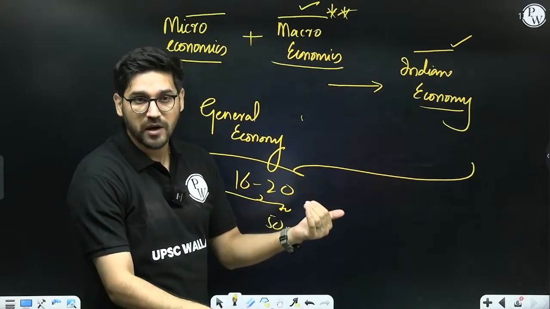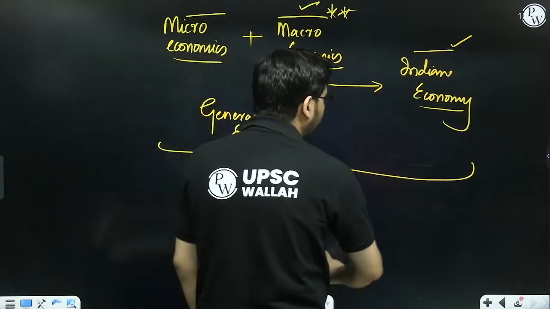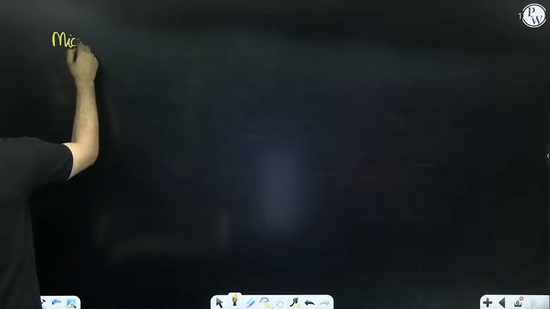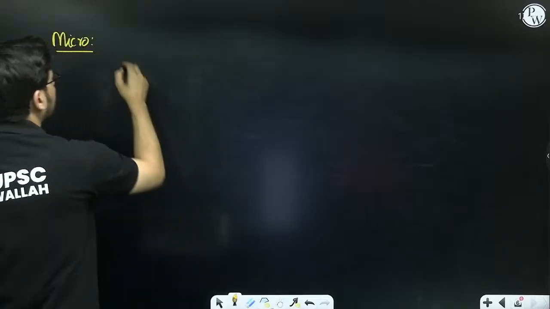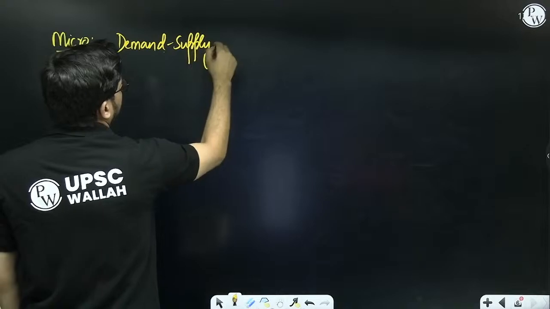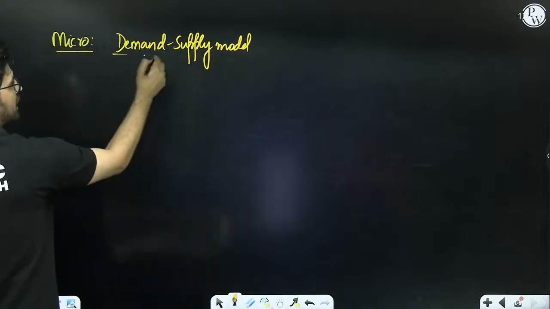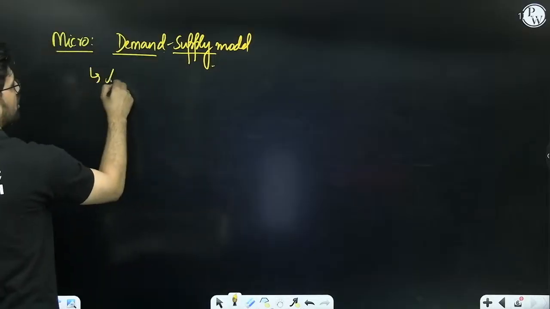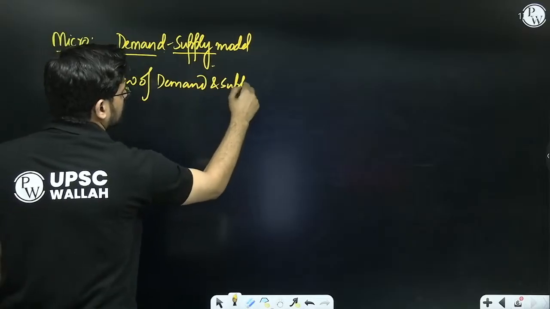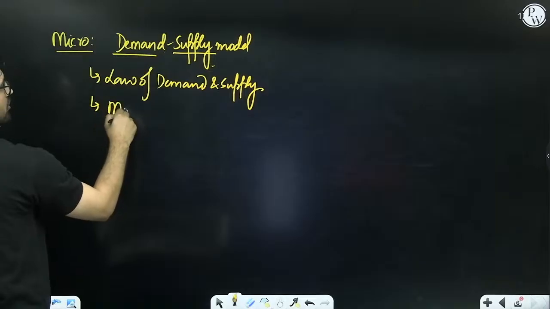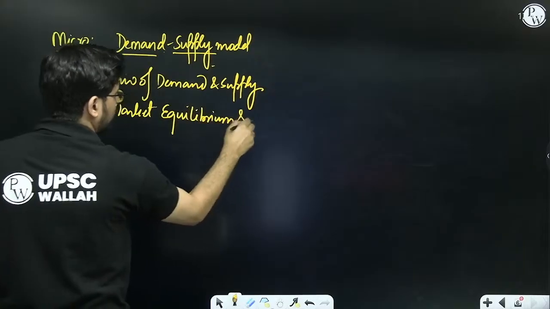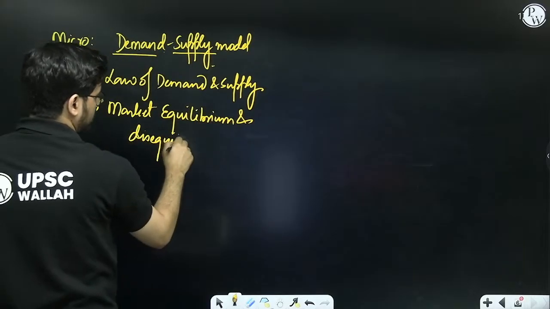What will we have to cover as part of macro and micro? I'll explain it to you, and you may want to make a note of it also. In microeconomics, we will be covering what is called the demand supply model. We will take up demand, we will take up supply, we will come down to what is called the law of demand and supply. We will pick up what is called market equilibrium and market disequilibrium. What does it mean?